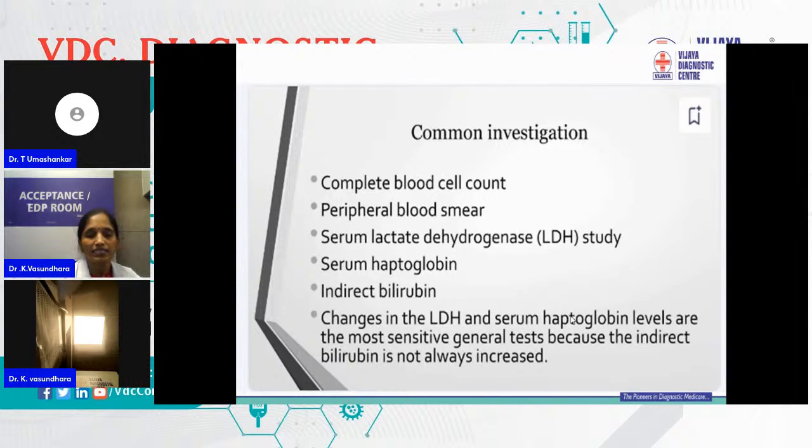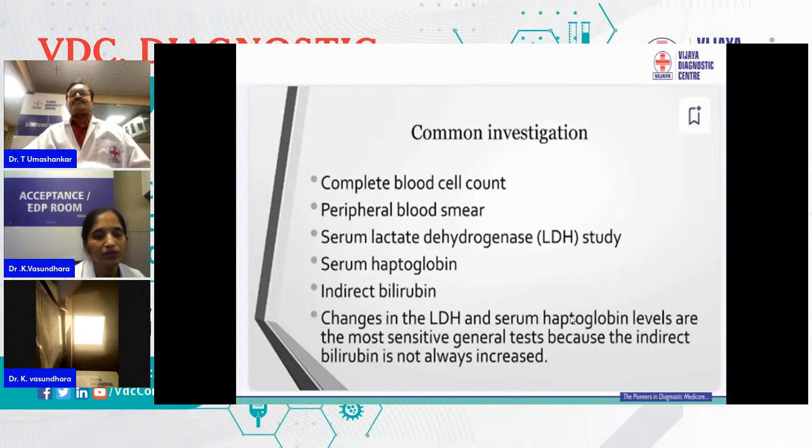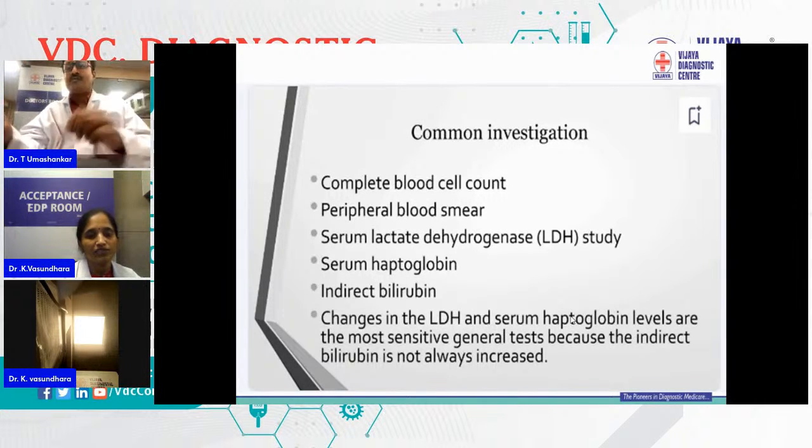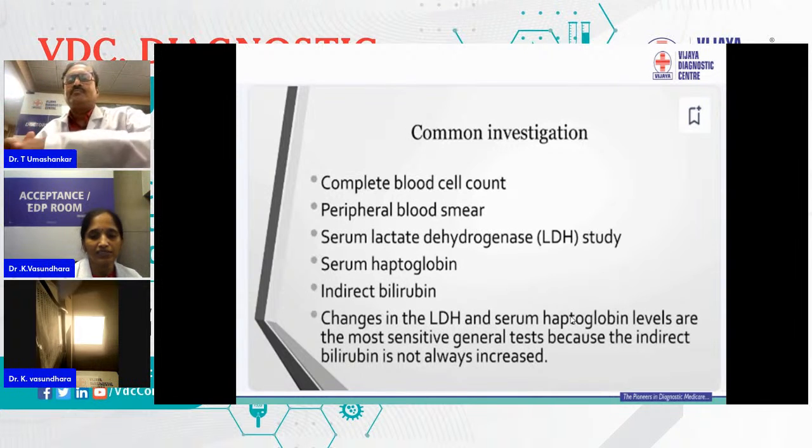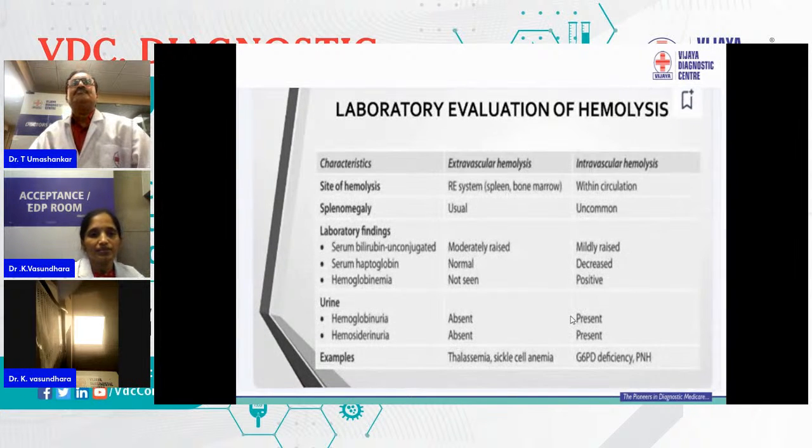And serum LDH, serum haptoglobin, and indirect bilirubin are the biochemical parameters which are increased in case of hemolysis. Among these three, serum LDH and serum haptoglobin are considered to be the most sensitive tests because in a few cases the indirect bilirubin may not always be increased. So with these basic investigations, first we can look for hemolysis. To have evidence of hemolysis, we can see in the peripheral smear. Here you can see, this is already explained previously. In intravascular hemolysis, you will see hemoglobinuria and hemosiderinuria, and there is a mild increase in unconjugated bilirubin, but serum haptoglobin is markedly decreased in intravascular hemolysis.